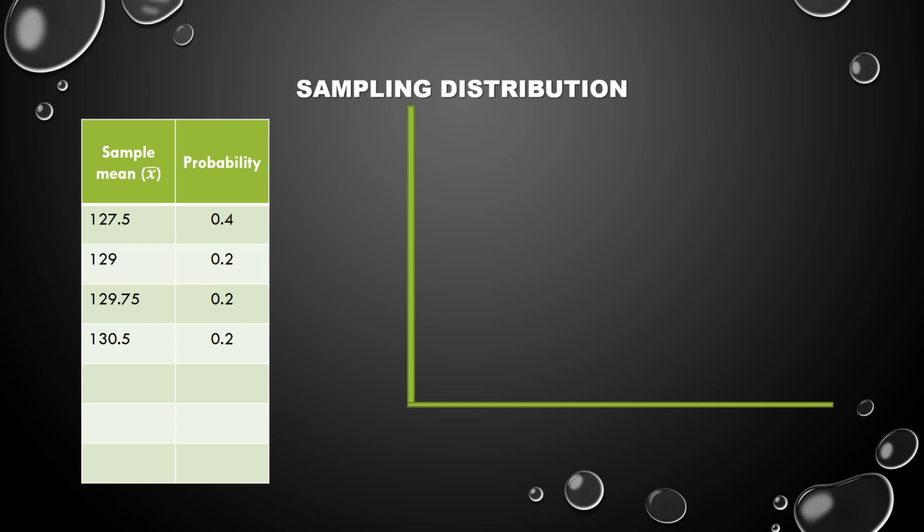So drawing the histogram, this is really, really easy. You've got there to list all the sample means on your horizontal axis. So this is now the sample mean. Okay, we have the sample mean with your symbol as this one. And again, we have our 127.5 as our sample mean. Then we have 129, and then we have 129.75. And then we have 130.5 as the last one.